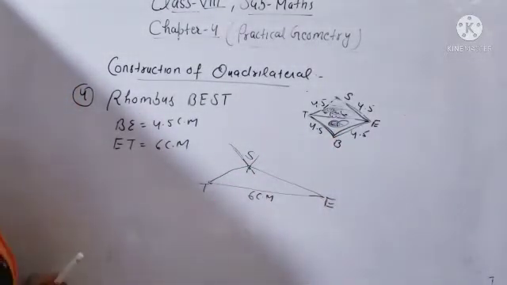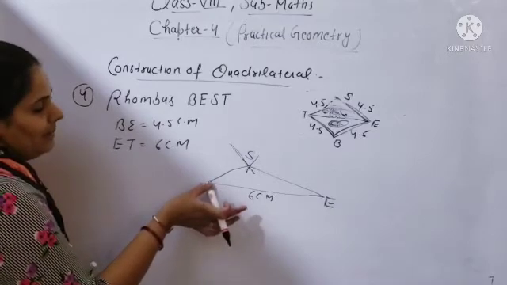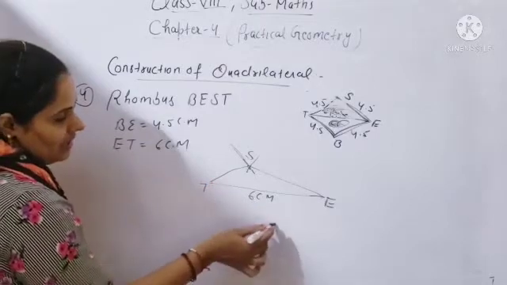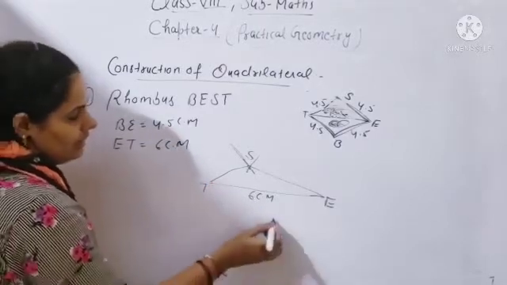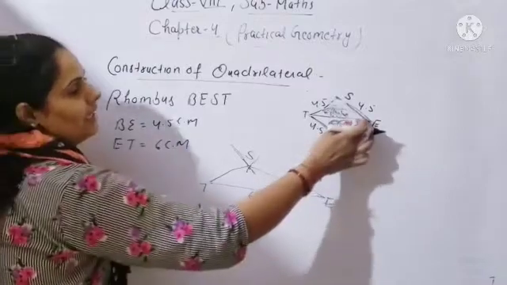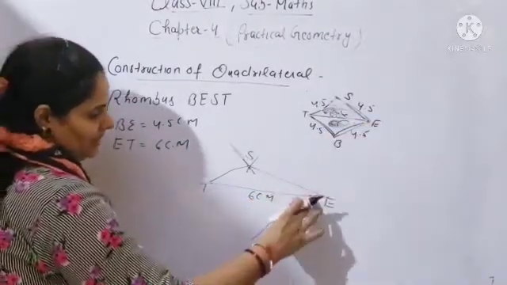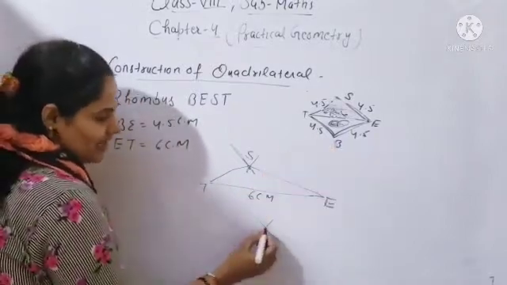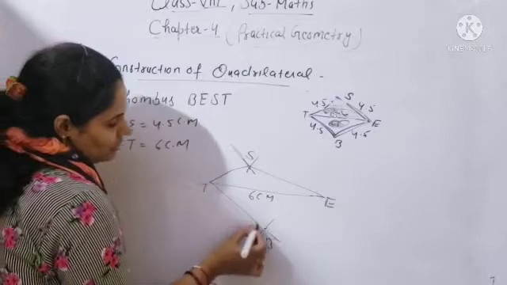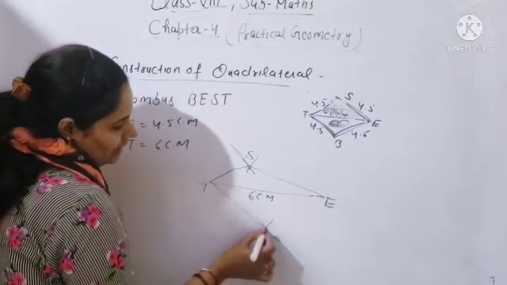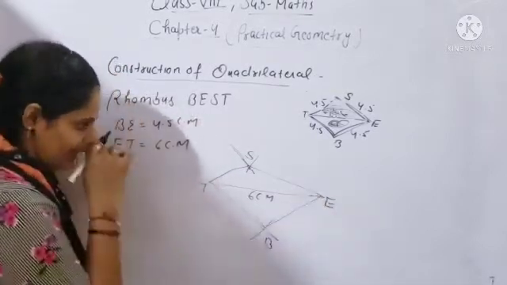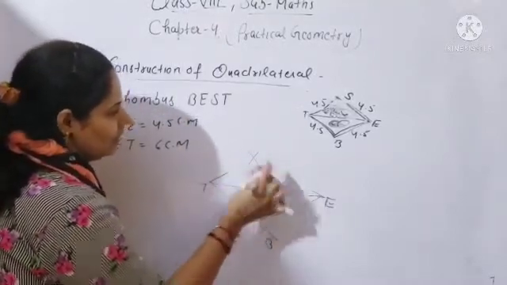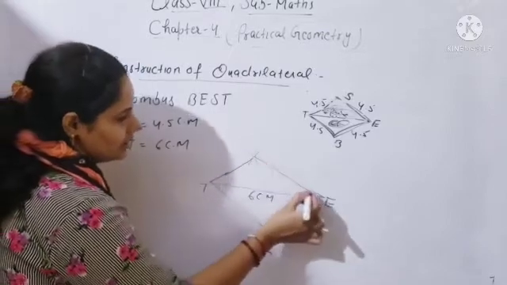Same like that, what will you do? You will put the compass at point T and open it 4.5 centimeter and draw the arc. After that, from point E you will open it same 4.5 centimeter and draw the arc like that. Clear? After that, the intersecting point downwards is point B, and join the line segments TB and BE. It is a rhombus, so all the lengths will be equal like that.